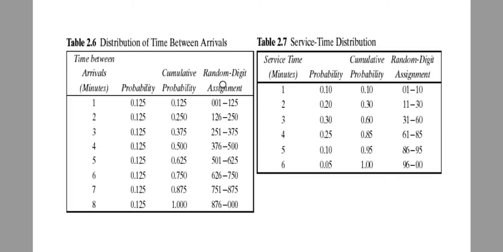So random digits will be given in your question. Okay, so how to actually generate the random digit assignment or cumulative probability? How will we find out the probability? It will be given in the examination, but if it is not given, then we can find out the probability using the law: 1 divided by the number of possible outcomes.